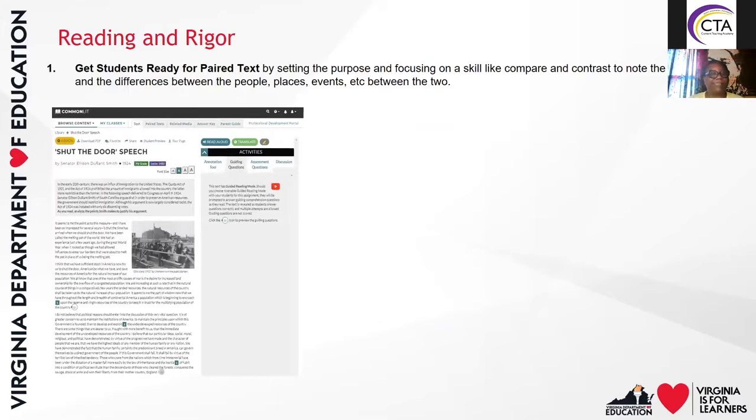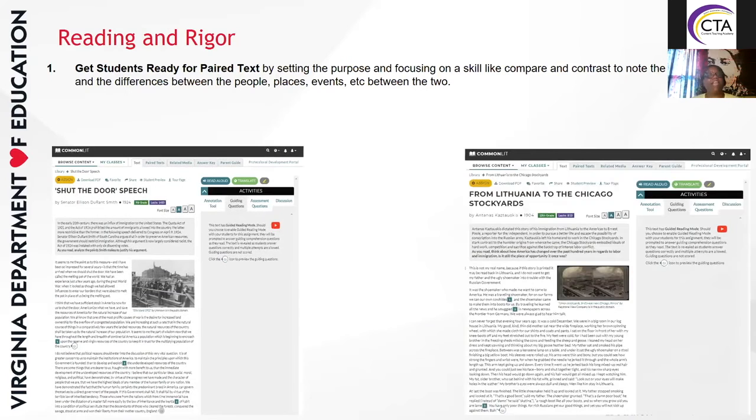One of my favorites, and I know I talk about it every time I meet with you all, so hopefully I'm not too redundant and you haven't seen it in an English professional development, but maybe you have. CommonLit. This is an excerpt called Shut the Door, written in 1924, dealing with immigration. Pairing that with From Lithuania to Chicago Stockyards. Still, the content is about immigration.